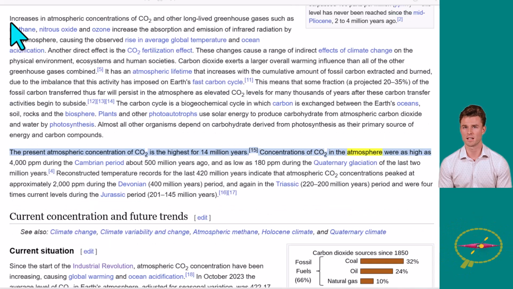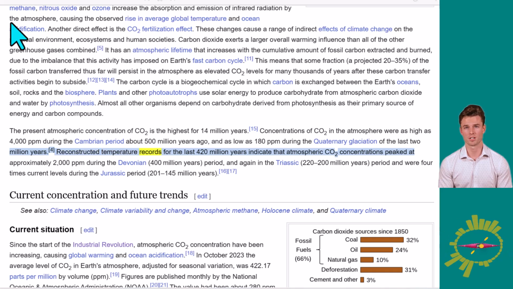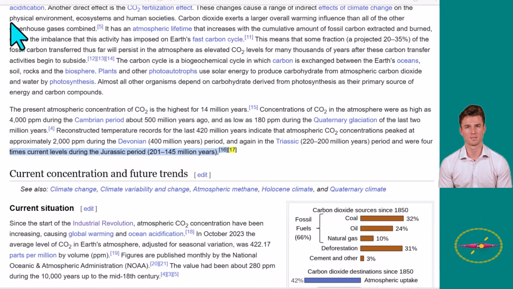Concentrations of CO2 in the atmosphere were as high as 4,000 ppm during the Cambrian period about 500 million years ago, and as low as 180 ppm during the Quaternary glaciation of the last 2 million years. Reconstructed temperature records for the last 420 million years indicate that atmospheric CO2 concentrations peaked at approximately 2000 ppm during the Devonian, 400 million years, period, and again in the Triassic, 220 to 200 million years, period, and were 4 times current levels during the Jurassic period, 201 to 145 million years.